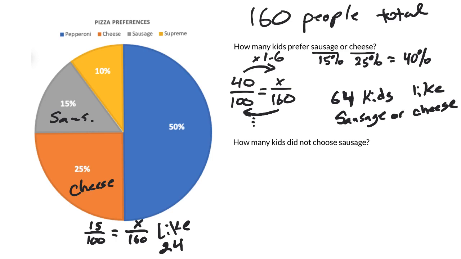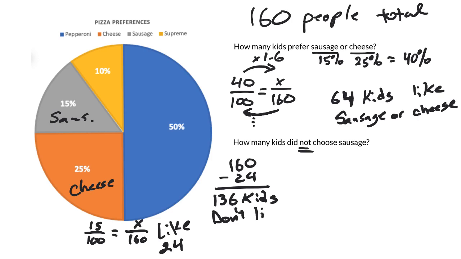Well, but that's not what the question's asking. It's saying how many do not like sausage. So, if there's 160 kids and only 24 like it, then the rest of the kids did not like it. So, 160 minus 24, 136 kids don't like sausage.